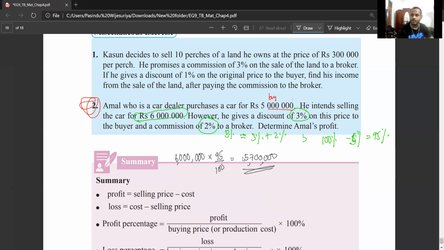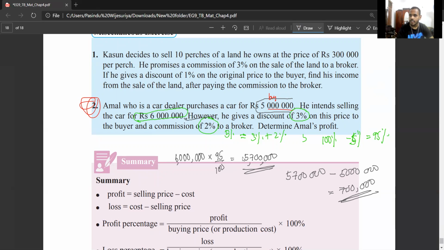His profit: he bought it for 5 million. So 5.7 million minus 5 million, he's getting a profit of 700,000. Understood? This is a very tricky question. You will have to read it carefully, and the point you have to pay attention to is who gives the discount to whom.